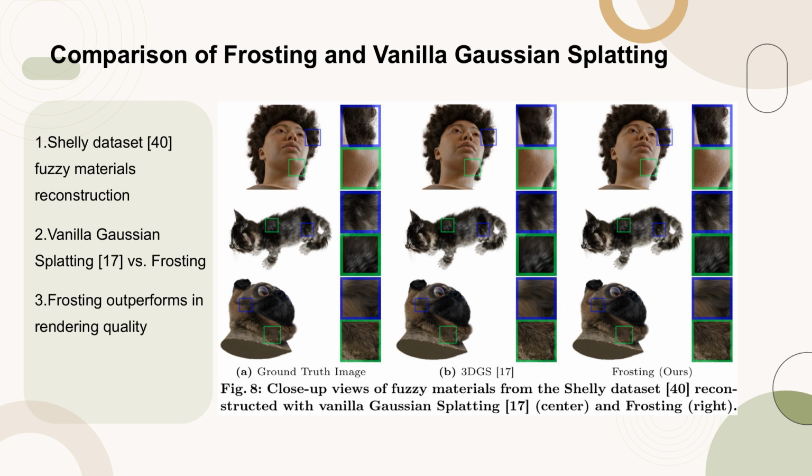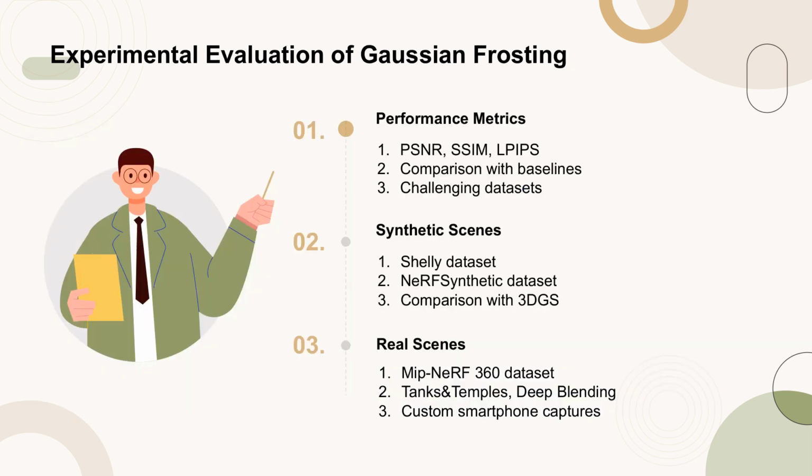This superior performance is attributed to frosting's more efficient densification strategy, which targets areas requiring volumetric rendering more effectively. The experimental evaluation of Gaussian frosting involved calculating standard performance metrics such as PSNR, SSIM, and LPIPS, and comparing these against several baselines. The evaluation was conducted on challenging datasets containing both synthetic and real scenes.